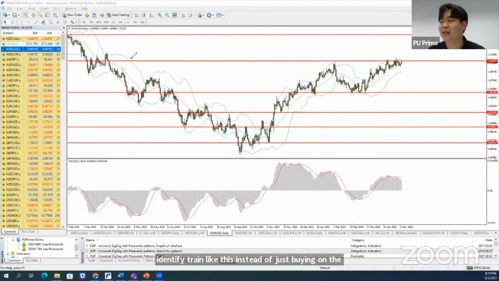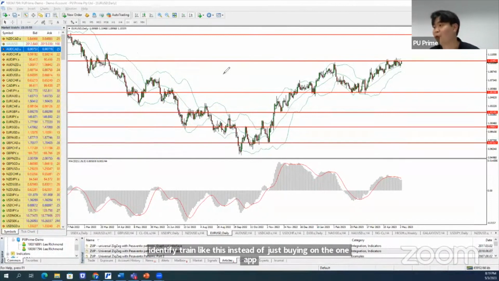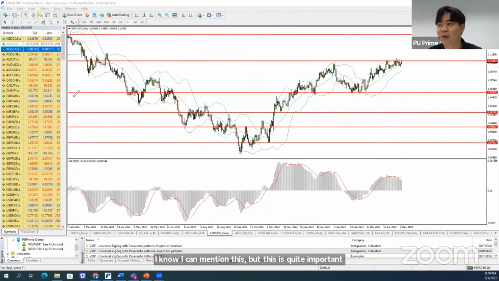I know I keep mentioning this, but this is quite important for you also, because normally a lot of people think that you just buy on the lower band, sell on the upper band, but when there is a strong trend, we will lose a lot of money. So for safe trading, you can consider it like this.